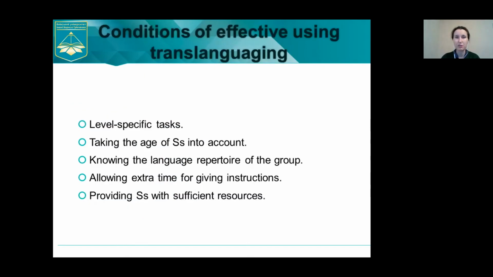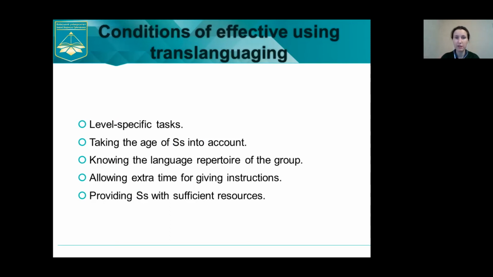The next slide is devoted to conditions of effective use in translanguaging. The first one is level-specific tasks. If the tasks we suggest to our students are not suited to their needs and are too difficult for them, they can be quite discouraging for them. Again, as it was mentioned in one of the previous activities, when students feel difficulty and stress because of writing long text, we can help them to write just a short sentence they want to dwell on. And this can help them to develop at their own level.